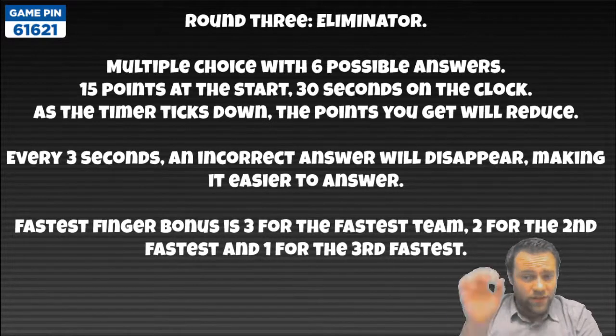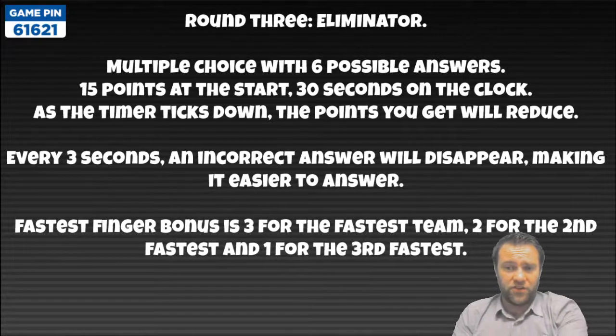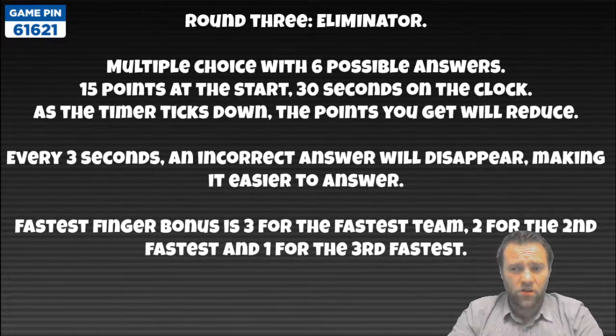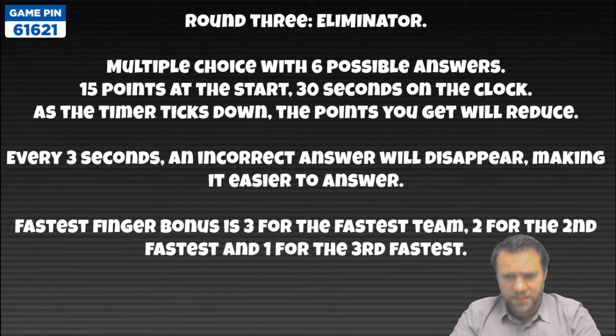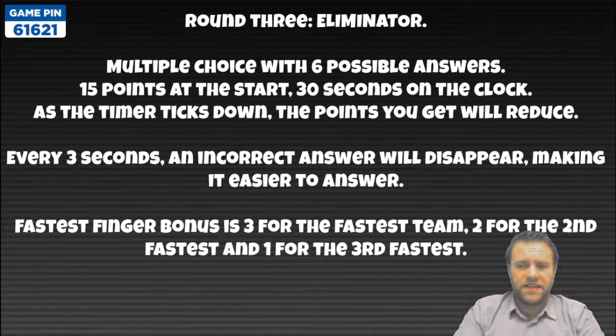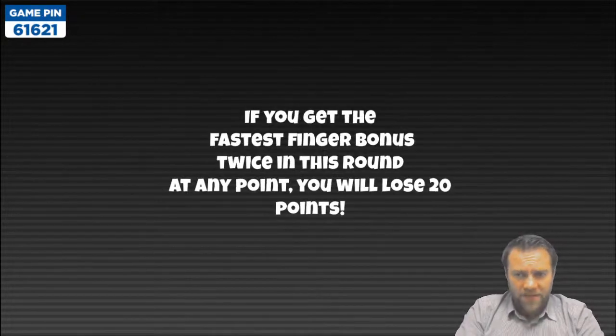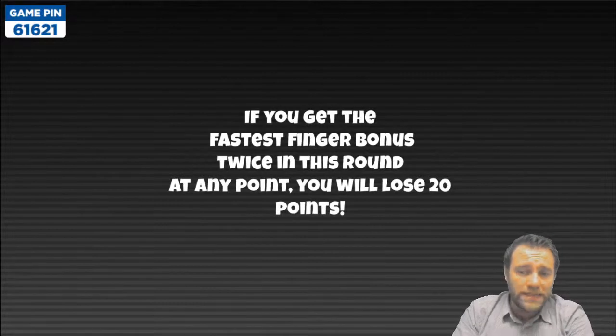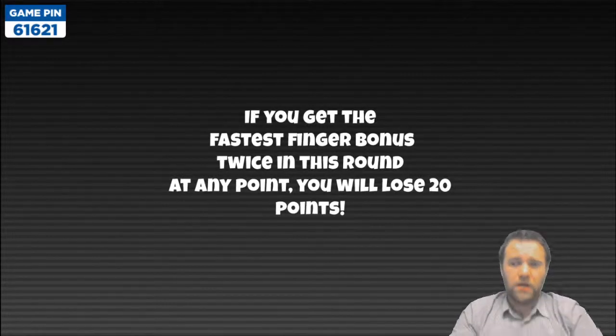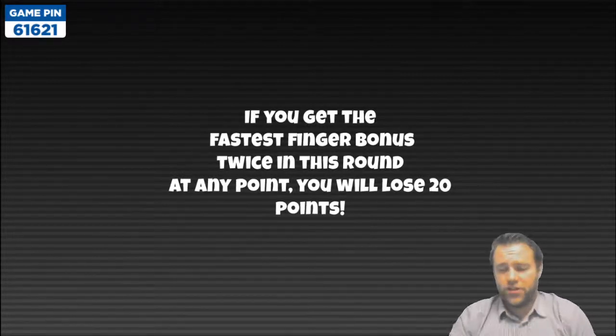Okay? Don't forget the rule of 5. It's got to be at least 5 seconds left on the clock. But you have got a bit longer this time. You've got 30 seconds, okay? Now, the fastest finger bonus is 3 for the fastest team, 2 for the second fastest, and 1 for the third fastest. But as usual, if you get the fastest finger bonus twice in this round at any point, you will lose 20 points. Okie doke. So there we go. Here's your first question.